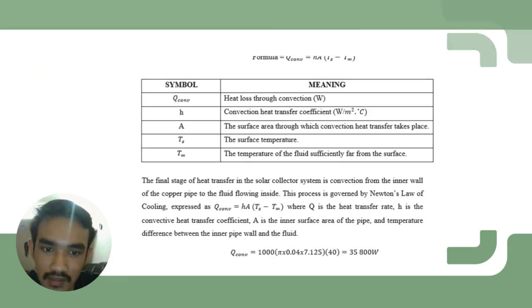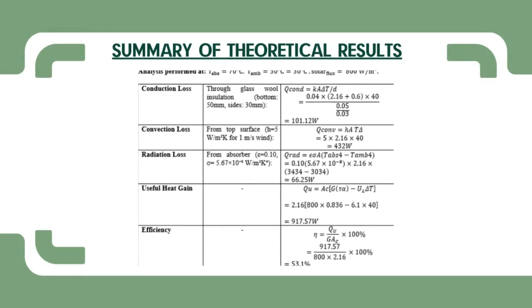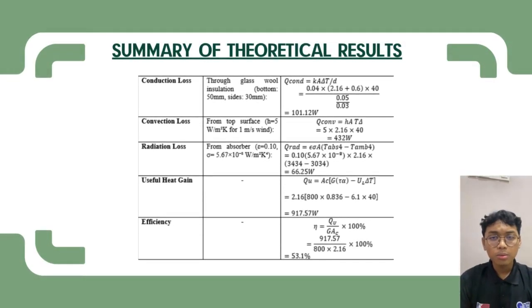Our summary of the theoretical result at 70 Celsius absorber temperature and 30 Celsius ambient temperature under 800 watts per square meter solar flux: our thermal analysis reveals conduction loss through the bottom and outside insulation is 101 watts, convection loss from the top surface totals 432 watts, and then radiation loss is only 66 watts. So this yields 980 watts useful heat gain, achieving 53.1% system efficiency. So this result validates our design's exceptional heat retention.